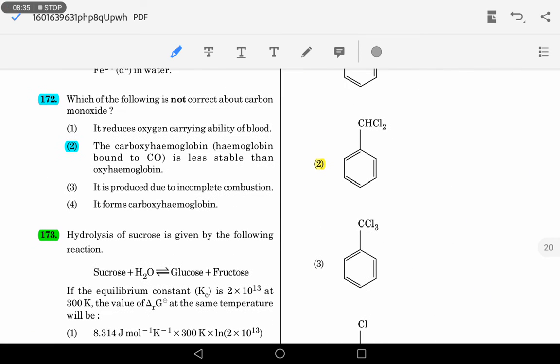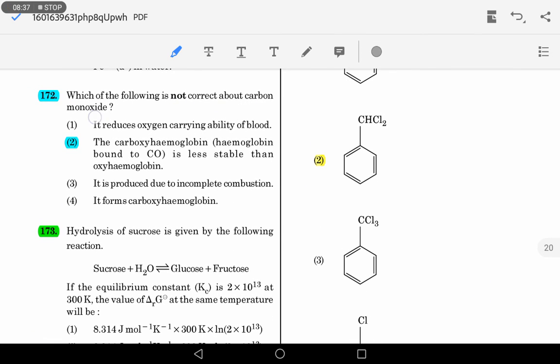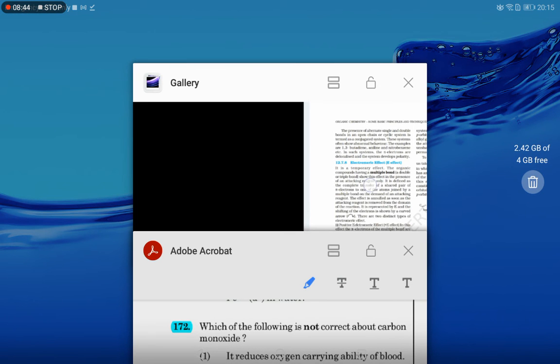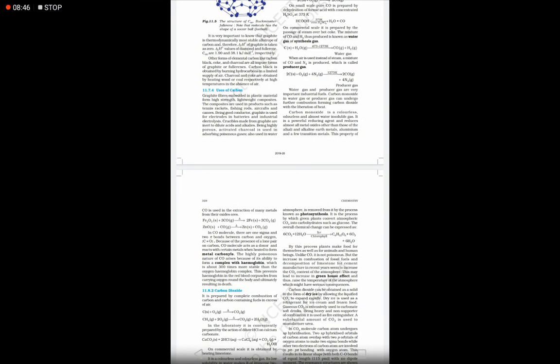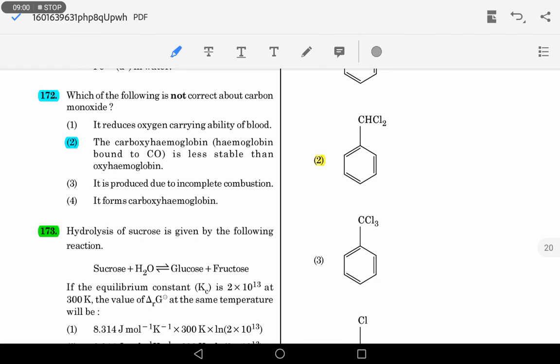So moving on to the next question, which of the following is not correct about carbon monoxide? So based on carbon monoxide, you could check out a lot of questions from this NEET paper. You have to check the highly poisonous nature of carbon monoxide, which arises because of its ability to form a complex with hemoglobin. Based on that, this is a question.